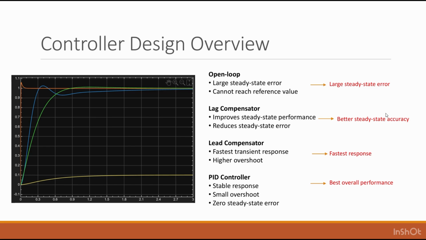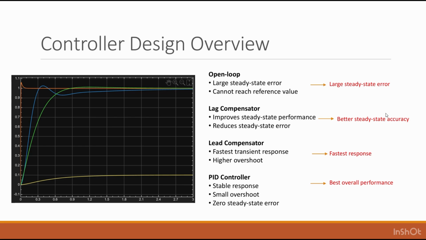The orange curve represents the PID controller. The PID controller provides a stable response with very small overshoot and almost zero steady-state error, giving the best overall balance between response speed, stability, and accuracy. So, overall, the results show that feedback controllers greatly improve the performance of the DC motor system compared to the open-loop response.